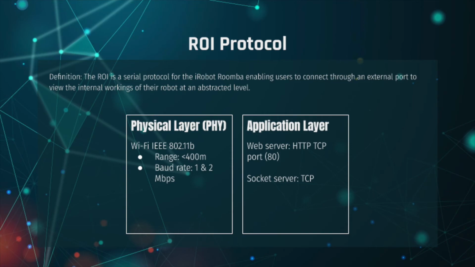The range of this IEEE 802.11b protocol is up to 400 meters and it has a baud rate of 1 and 2 megabytes per second. The application layer that this ROI protocol uses is a web server HTTP TCP port and has a TCP socket server.